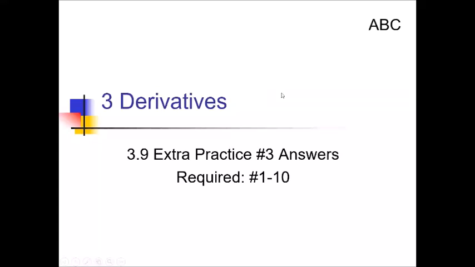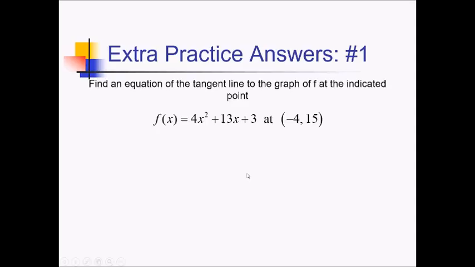Hey there, Mr. Sutton here, bringing you the AB Calculus 3-9 Extra Practice Number 3 solutions on tangent lines and higher order derivatives. On this problem, we're trying to find an equation for the tangent line to this graph at (-4, 15). So we need to start by figuring out the slope of the line at this point.